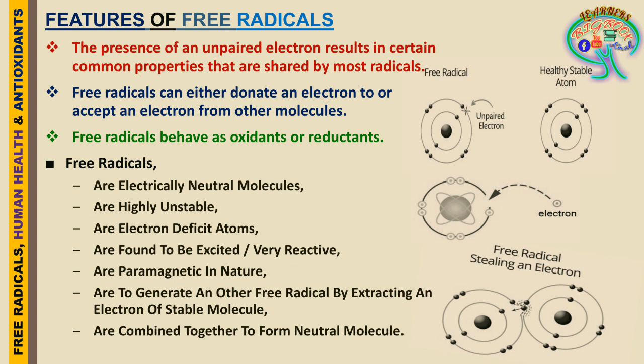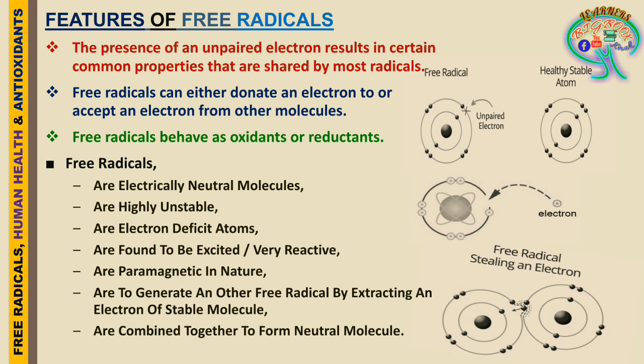So here what will happen: the stable form of the biomolecular structure now has an element, molecule, or atom which is the free radical. This is how it generates a free radical in its place.